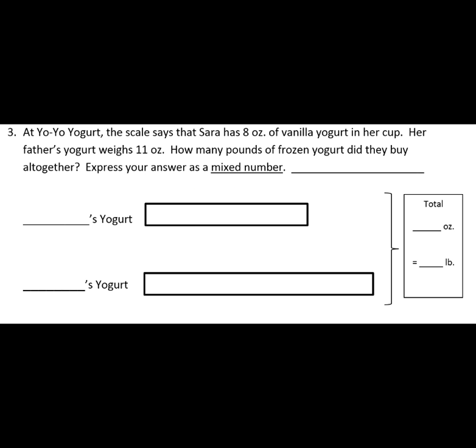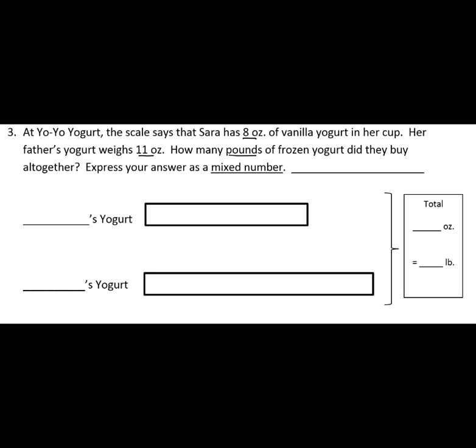Question 3 says that at Yo-Yo Yogurt, the scale says that Sarah has 8 ounces of vanilla yogurt in her cup. Her father's yogurt weighs 11 ounces. How many pounds of frozen yogurt did they buy altogether? And we're to express our answer as a mixed number. So you'll notice we're starting with ounces. Sarah has 8 ounces, her father has 11 ounces, but we need to express our answer in pounds.